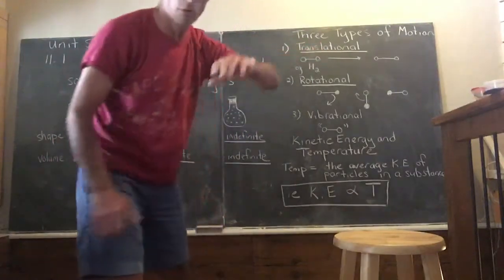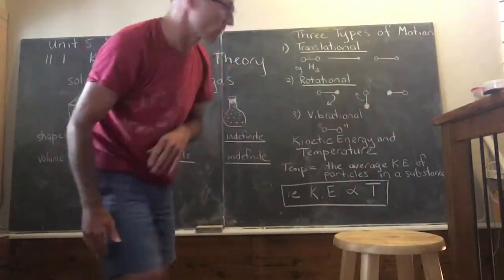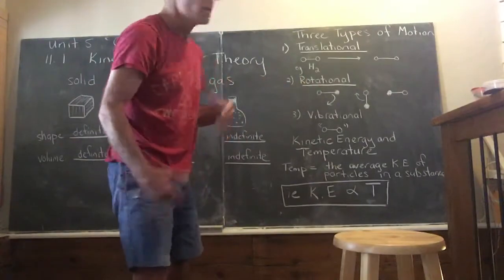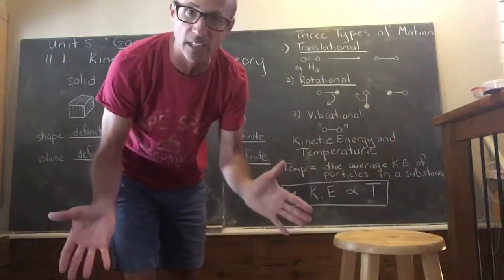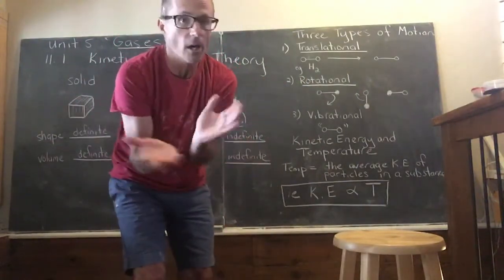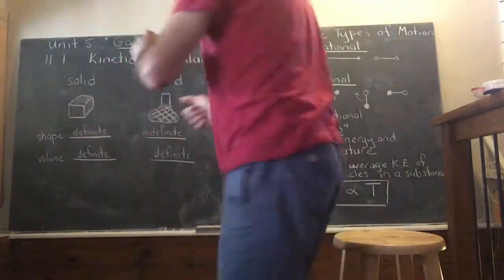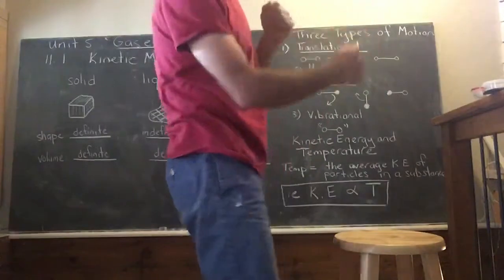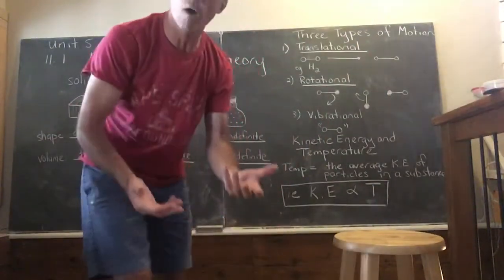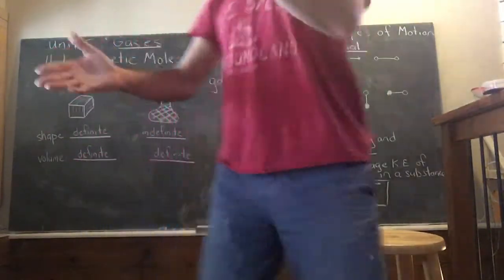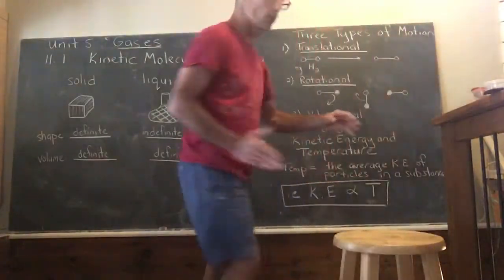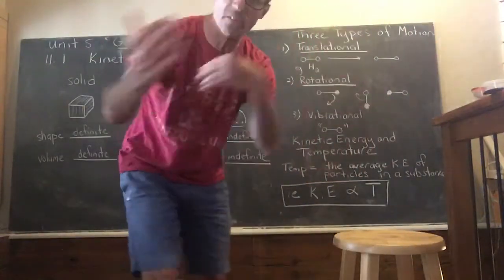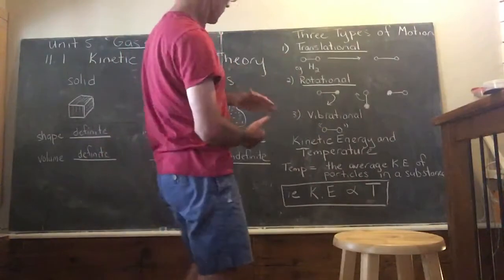However, translational motion, movement in straight lines. Rotational motion, of course, molecules on the molecular level are rotating. So they can spin around in many ways, and they rotate while they're translating. So you could imagine that these molecules are always rotating and always moving.